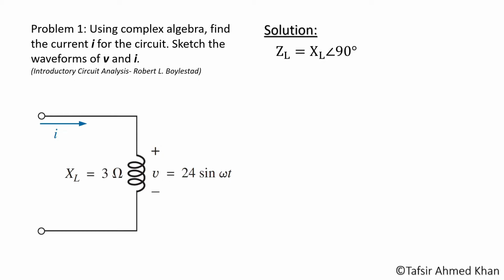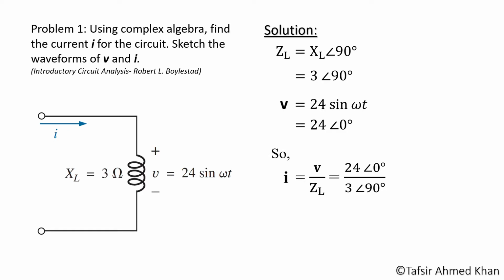Our ZL is equal to XL angle 90 degrees, equal to 3 angle 90 degrees. Now we have to convert the equation of V to phasor form. So small v is equal to 24 sine omega t. In phasor form it is 24 angle 0 degrees. So I is equal to V divided by ZL, where V is equal to 24 angle 0 degrees and ZL is equal to 3 angle 90 degrees.